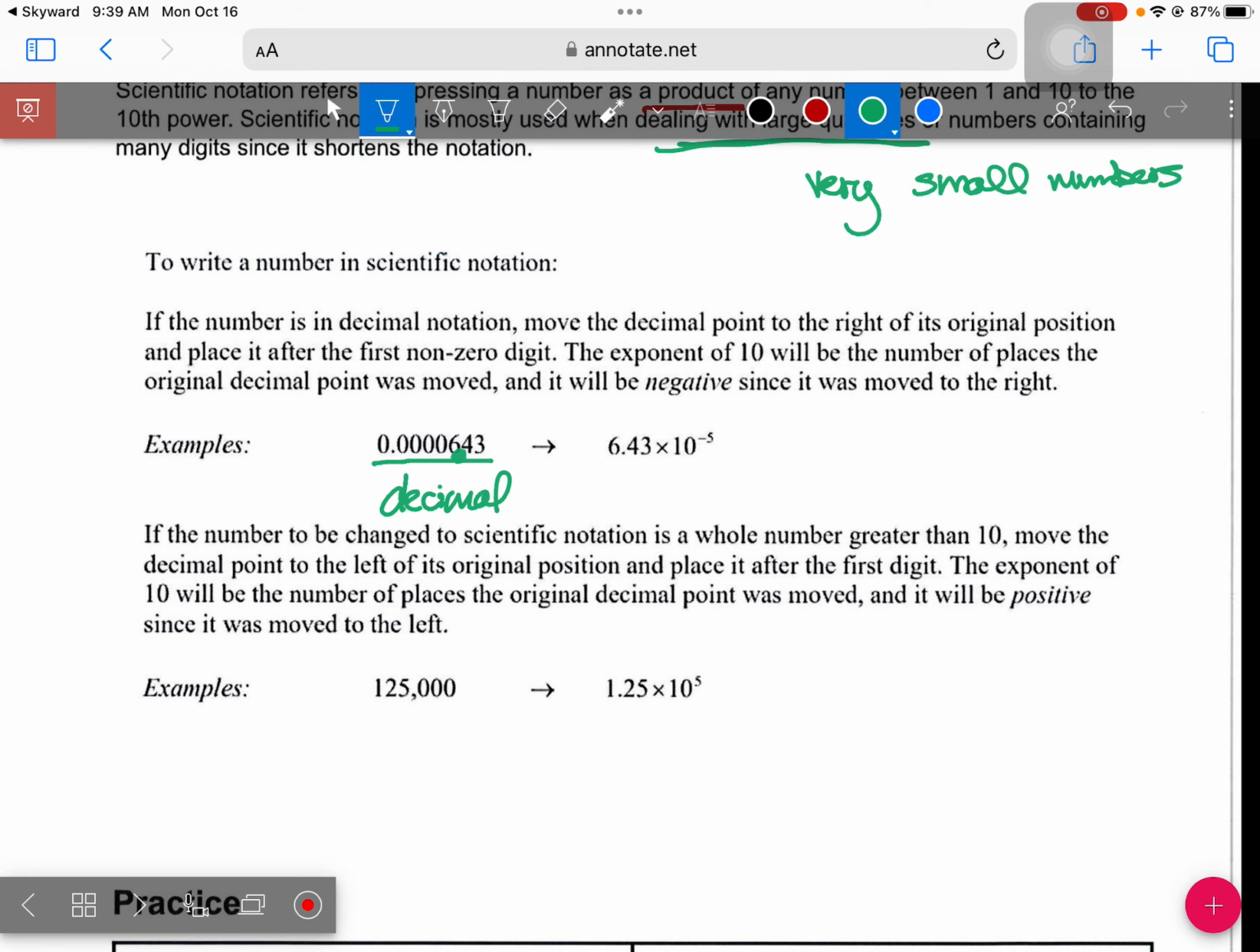The exponent of 10 will be the number of places the original decimal point was moved. I look at it differently: to get from this back to the original, I had to go 1, 2, 3, 4, 5 places to the left. So that makes it negative. Okay? So 6.43 times 10 to the -5th.